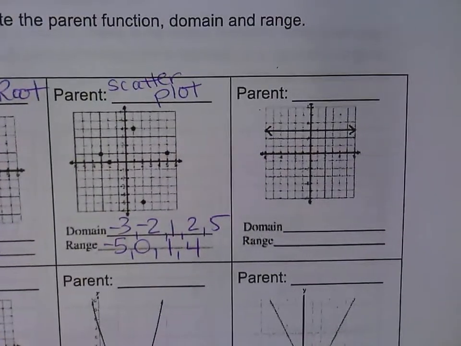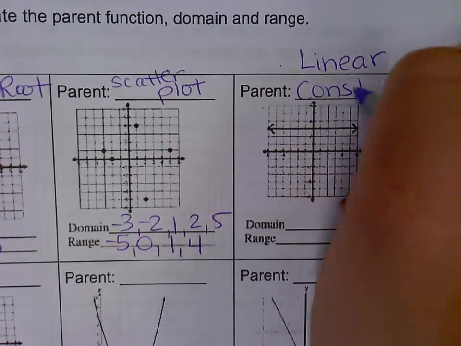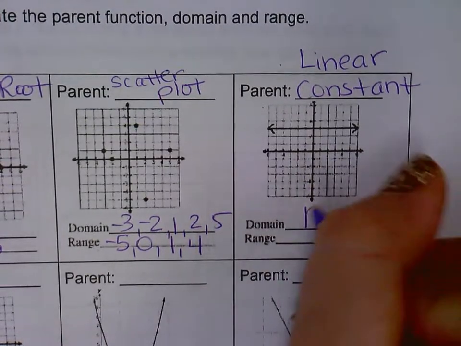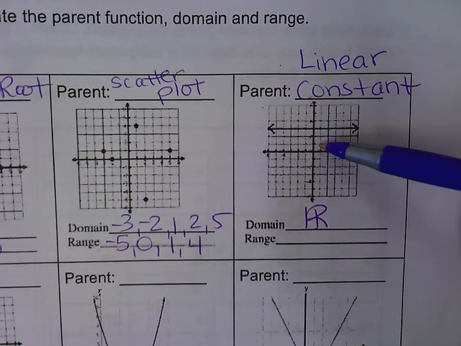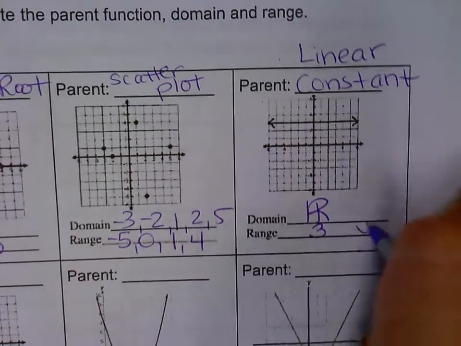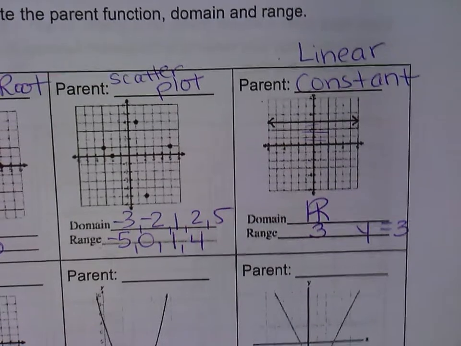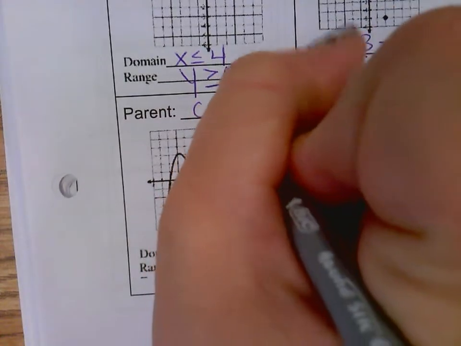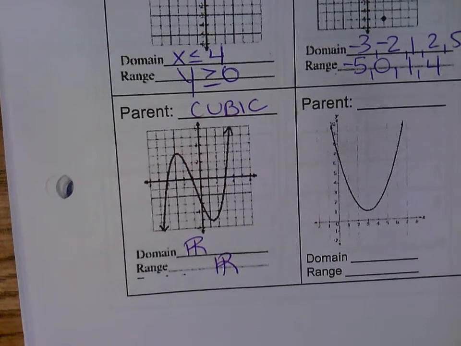The next one, I would be fine if you called it a linear function or a constant function. Constant is the special name for a horizontal line. Your domain should be all real numbers side to side, and your range is just 3. So you could either write 3 or you could write y equals 3. I'm just counting the lines, but I think it's 3. Okay, the next one, cubic or cube. And it gets all real numbers for both domain and range. Goes forever in both directions.